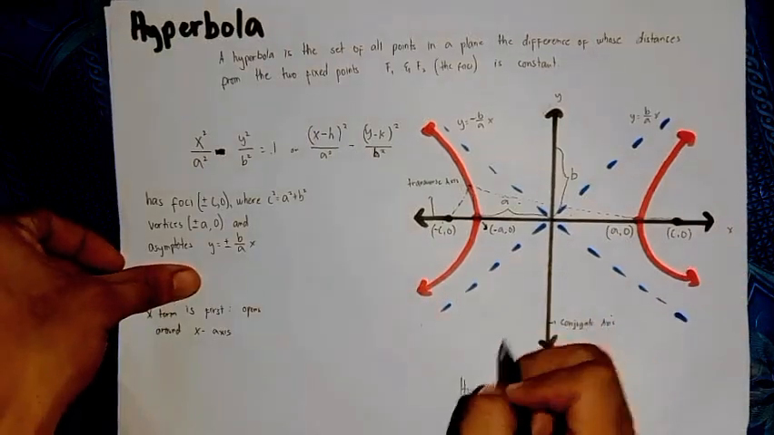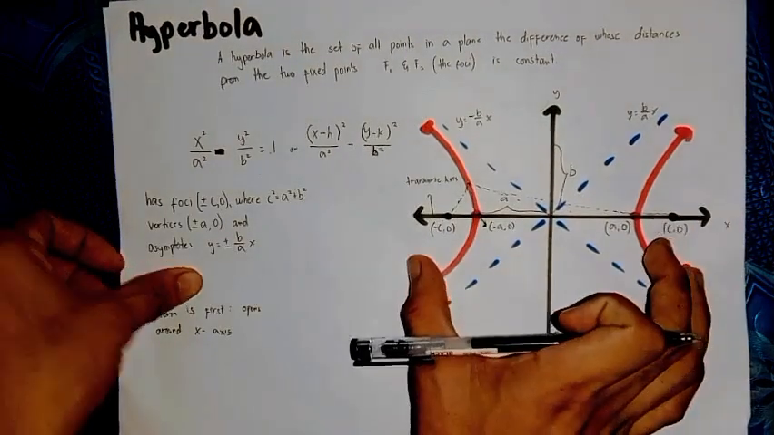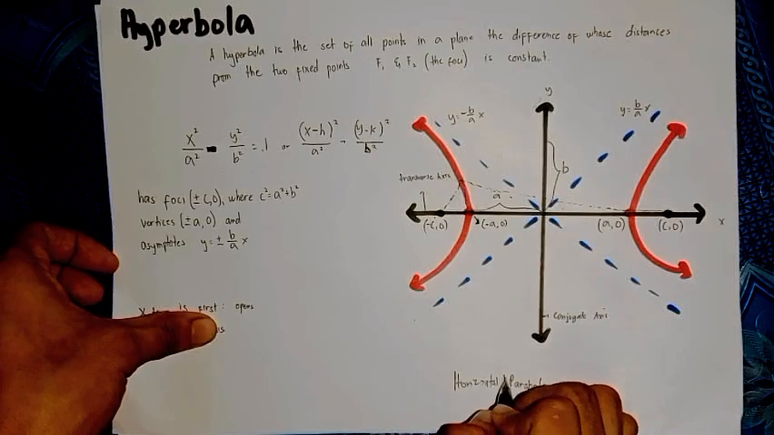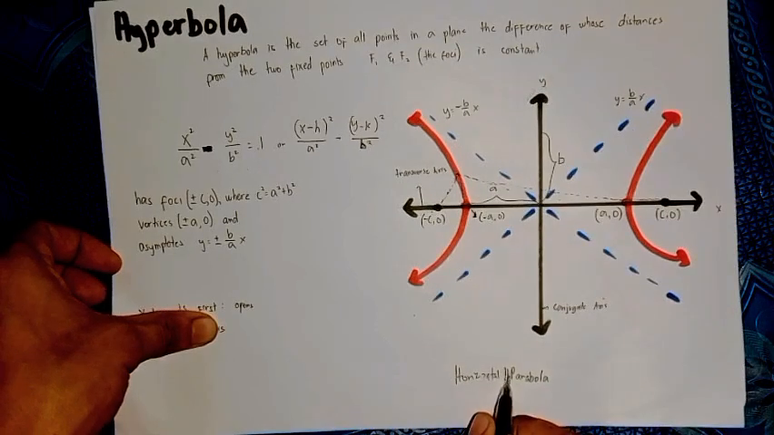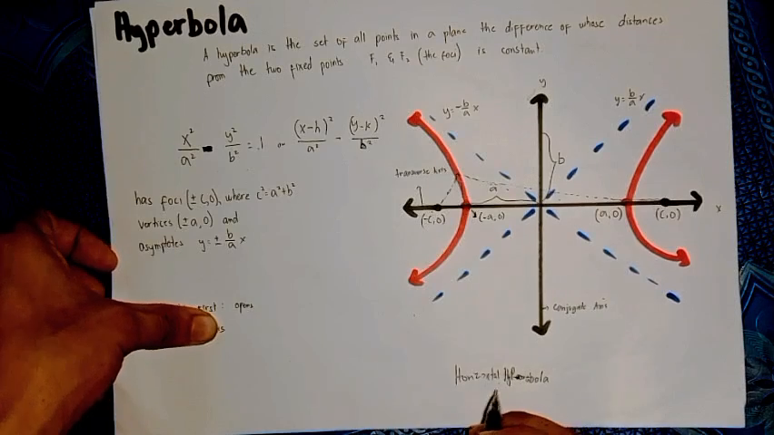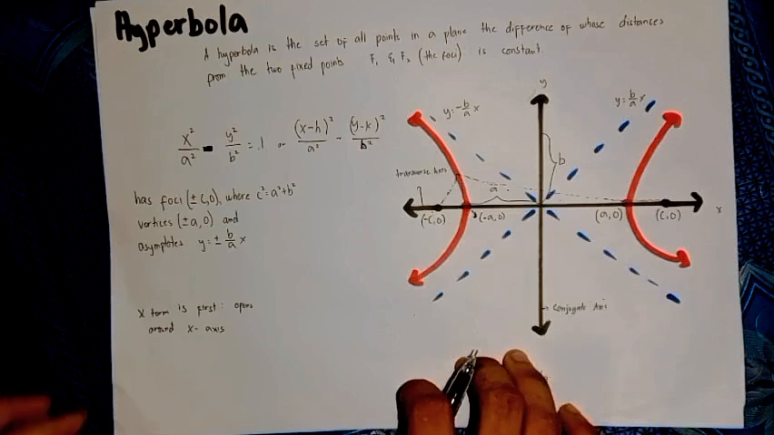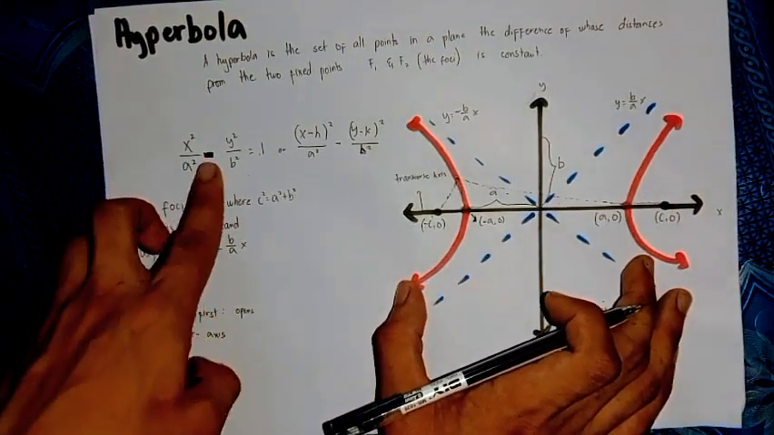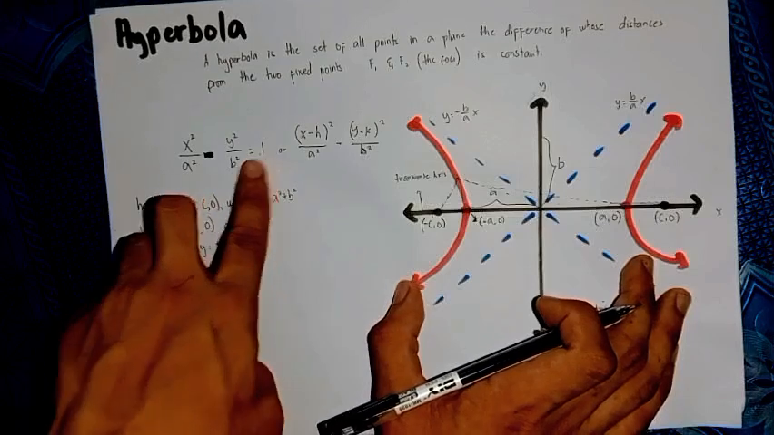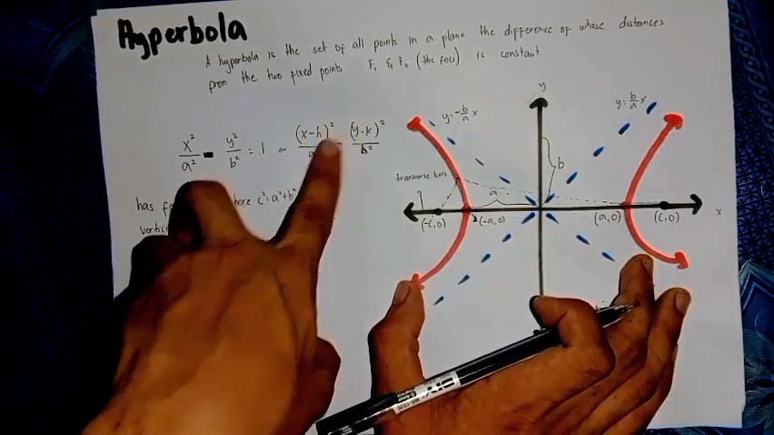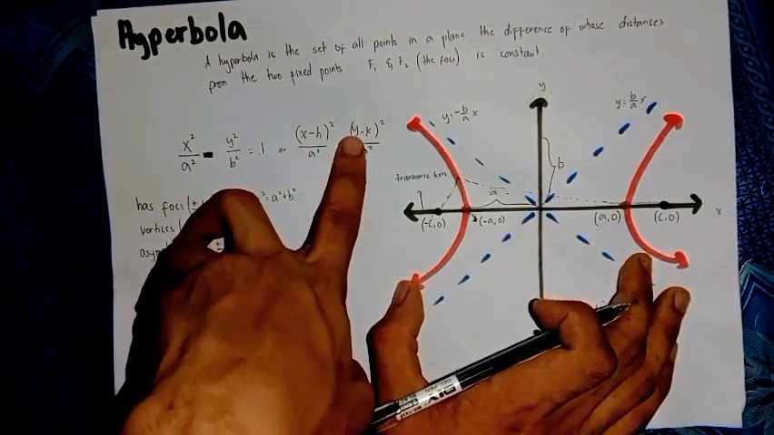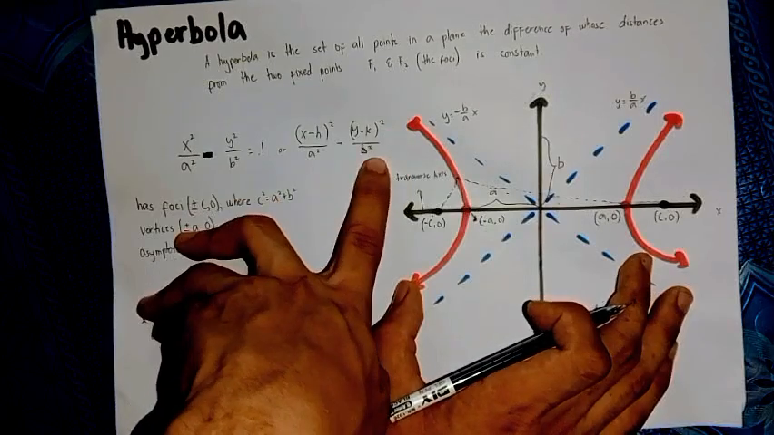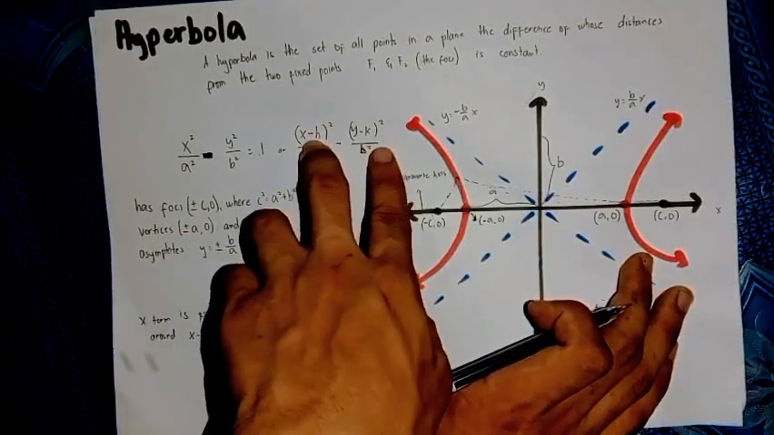Now, this figure, this hyperbola, is called a horizontal hyperbola. It has an equation of x squared over a squared minus y squared over b squared is equal to 1, or (x minus h) squared over a squared minus (y minus k) squared over b squared is equal to 1. Remember that (h, k) is our center.